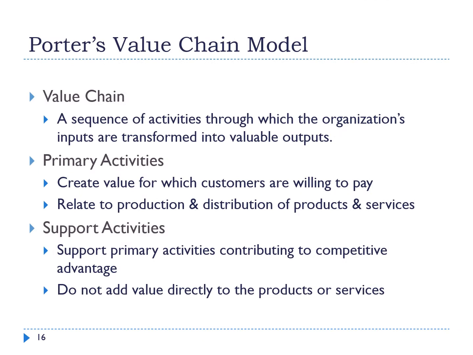According to Porter's value chain model, the activities conducted in any organization can be divided into two categories, which are primary activities and support activities. Primary activities relate to production and distribution of products and services, while support activities support primary activities, contributing to competitive advantage.